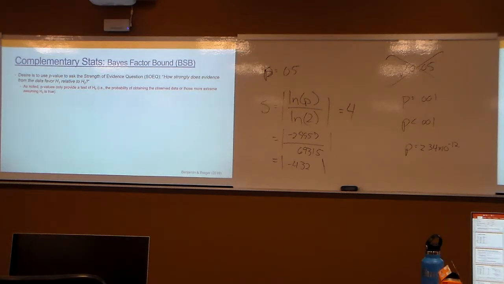And so what we do want to do is use our p-value to answer what Benjamin and Berger are calling the strength of evidence question. How strongly does the evidence from the data favor our alternate hypotheses relative to the null hypotheses? But our significance test, our p-value, only provides a test of the null, right? Our null is the only thing being tested, and it's just saying, assuming the null hypothesis is true, how likely are these data, how likely would it be to obtain these data or more extreme, right?